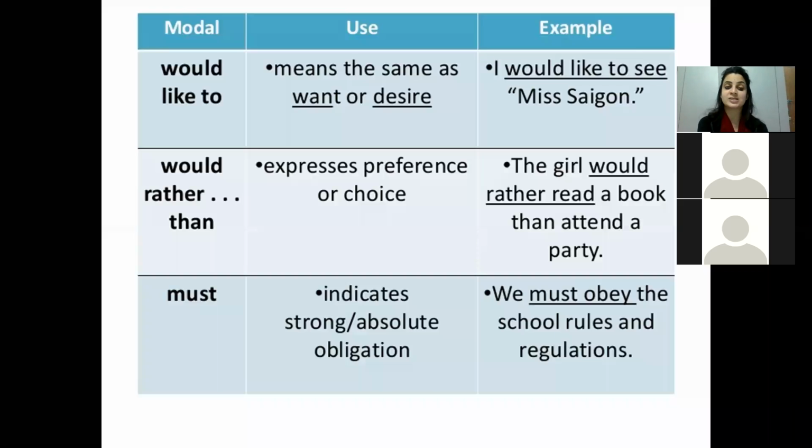It means when there is a desire, I would love to do this. I would like to meet you. I would like to go out. I would like to have a cup of coffee. When you are showing your desire, when you are showing your wants, for that also we use would like to.